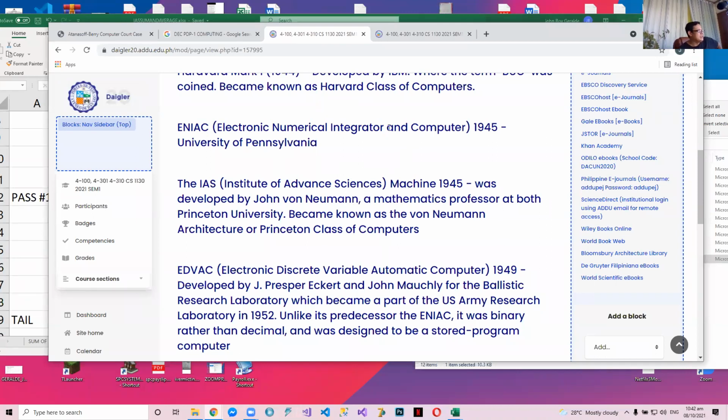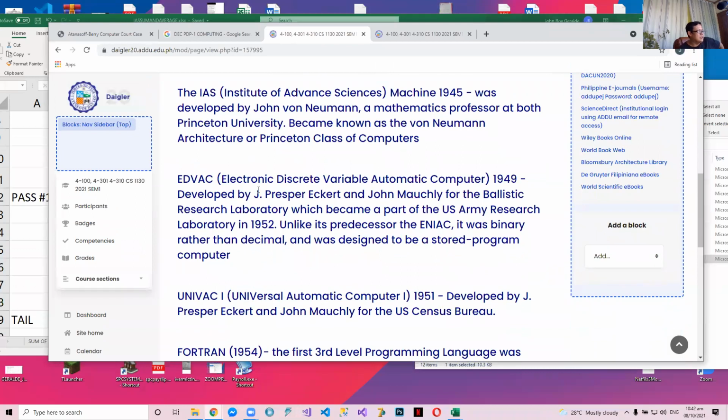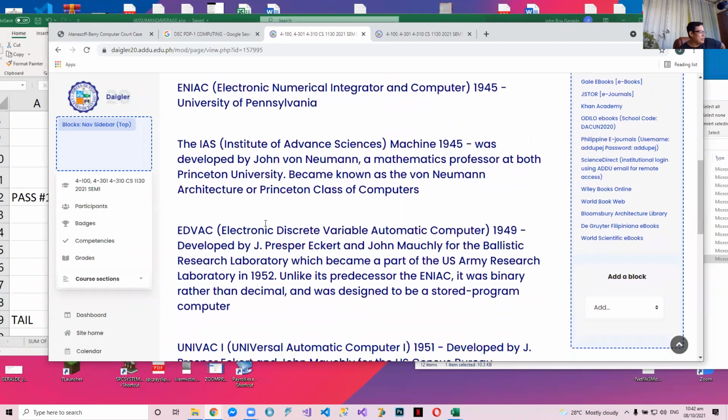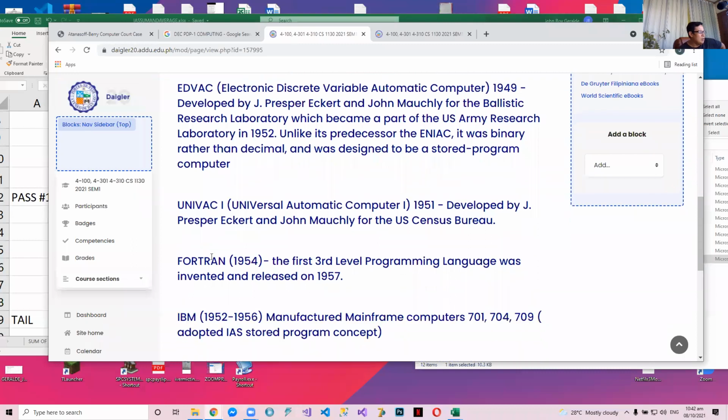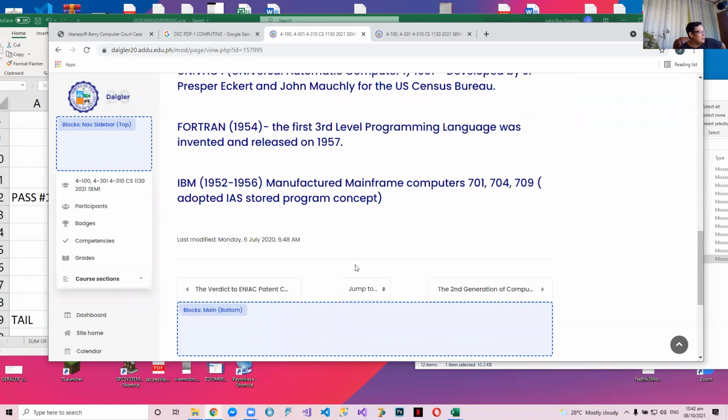Because there was a race already. And then EDVAC was first developed in 1949, but the first draft report was produced in 1946, which means that the actual research started in 1946. The first draft report was authored by John von Neumann. This was released in 1952, and in 1951 the UNIVAC was released by Eckert and Mauchly. 1954 is the IBM 700 series.